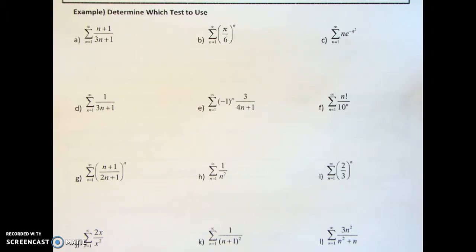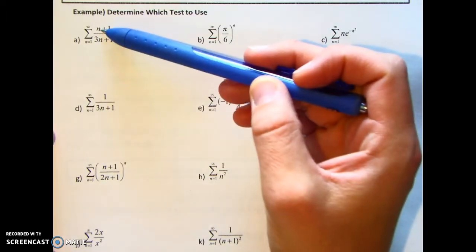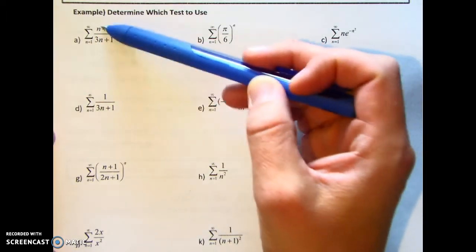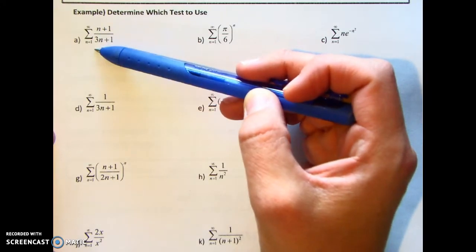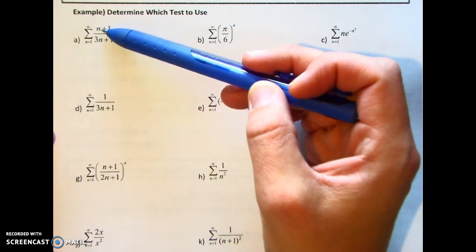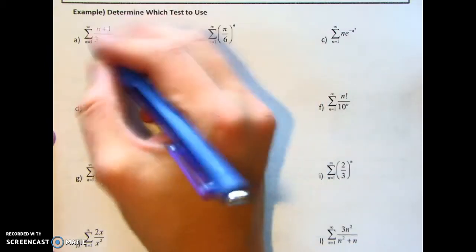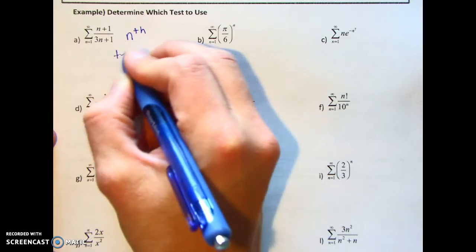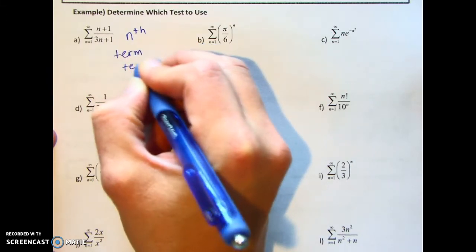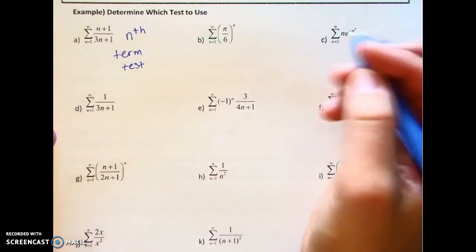I have a question on the very first one. Hold on. Okay, sorry. So quickly, what is the limit of this as n goes to infinity? Isn't this same over same, which gives us 1/3? So if it doesn't equal 0, then this diverges. So you can see that right away, and that's called the nth term test. All we're doing is determining which test to use.